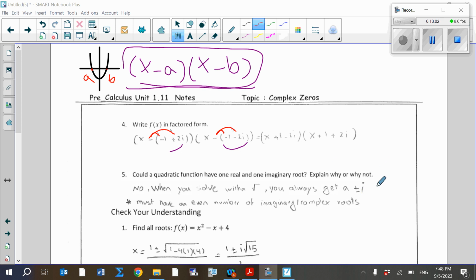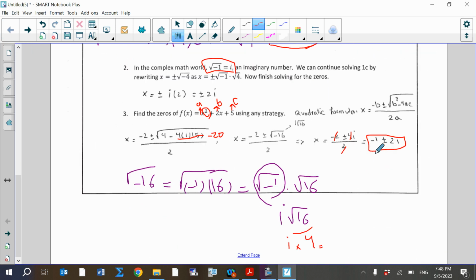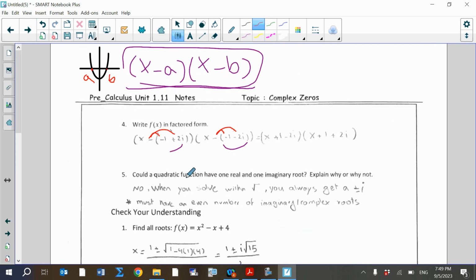So remember, we always have 2 imaginary roots, and because they come with plus and minus i, they are called conjugates of each other. So let's look at this example that we just solved here. We had 2 roots, -1 plus 2i and -1 minus 2i. We call them conjugates of each other because we have -1 plus 2i, and the conjugate of this one will be -1 minus 2i. Okay, we always have 2 complex zeros.